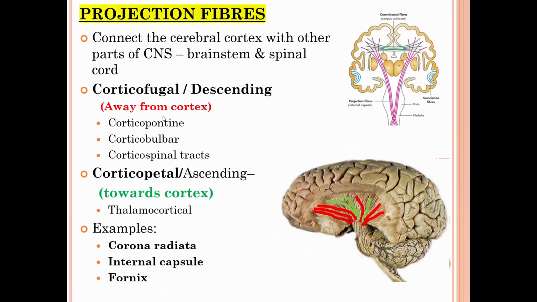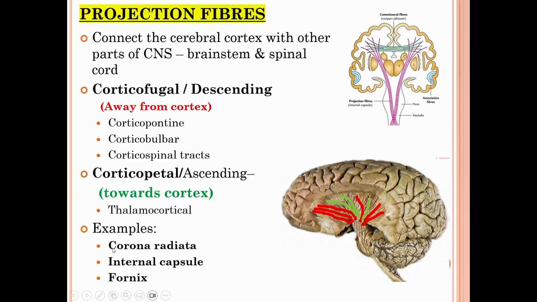Now projection fiber. Projection fibers connect the cerebral cortex with other parts of the CNS, that is brain stem and spinal cord. These fibers can be corticofugal, that means they are going away from the cortex, they are descending fibers. That can be corticopontine, corticobulbar or corticospinal. And then there are corticopetal, that is ascending, going towards the cortex, and an example is thalamocortical. So these two types of fibers are present in the projection fiber.